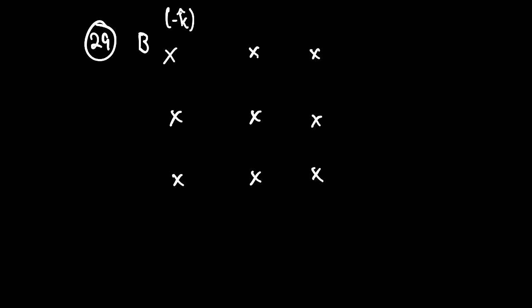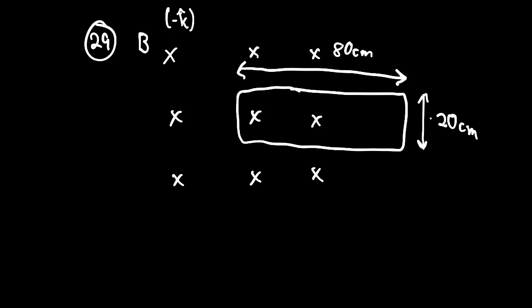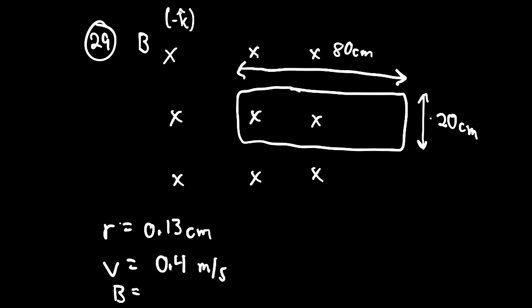Okay? And we've got a rectangular loop that we're shoving into this. The rectangular loop has a width of 80 centimeters and a height of 20 centimeters. They tell us this is made out of heavy copper wire that has a radius of 0.13 centimeters. And we're taking this loop and we're shoving it in, short side first, at a speed. So we have a velocity here of 0.4 meters per second. And the magnetic field has a strength of 5 times 10 to the negative 2.